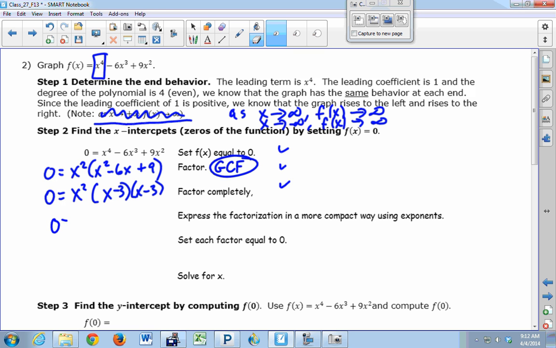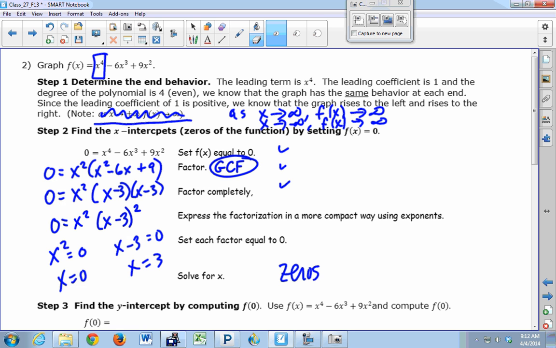And what that means is, since I have x minus 3 times x minus 3, I want to write it as x minus 3 quantity squared. That's so I can see what's happening at each zero. Am I turning around or am I going straight through? Set each factor equal to 0 to find your real zeros. Well, x squared equals 0 when x is 0, and x minus 3 equals 0 when x is 3. So my real zeros for this function are 0 and 3.